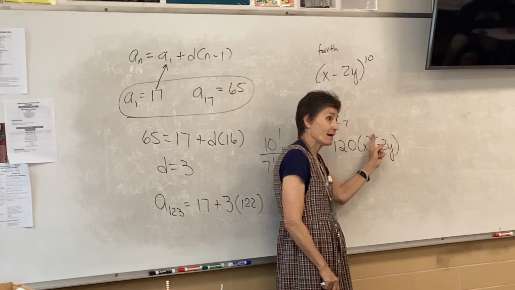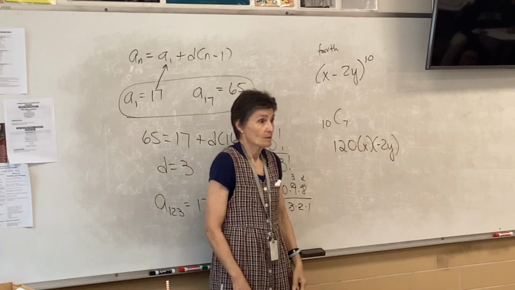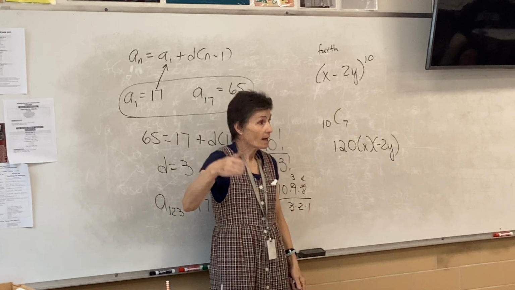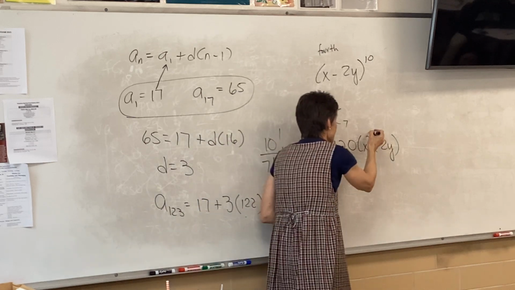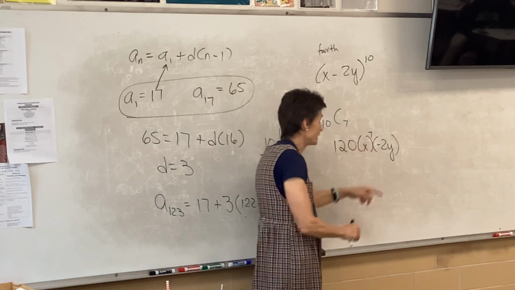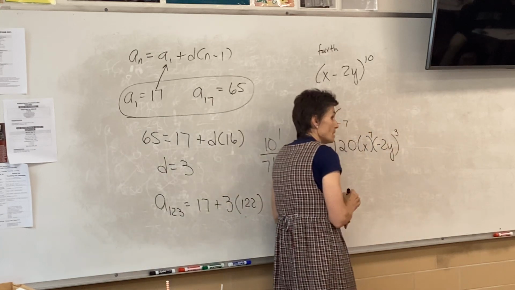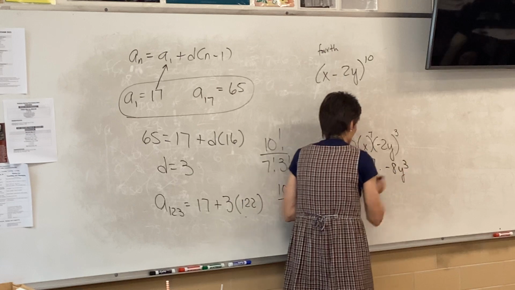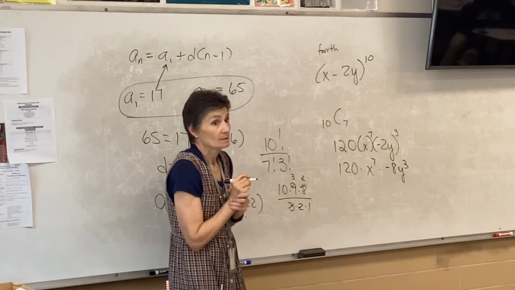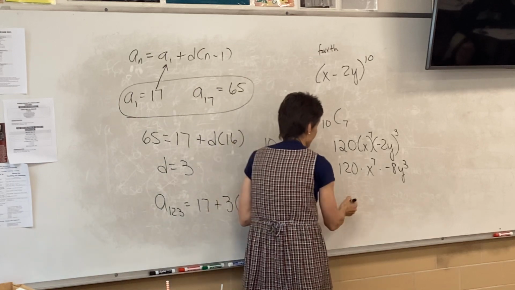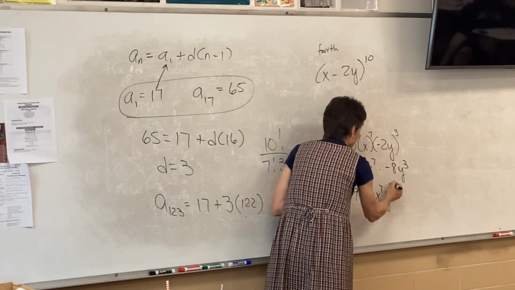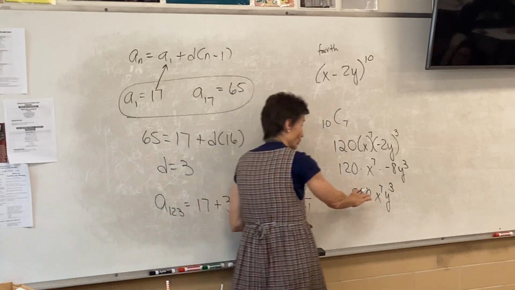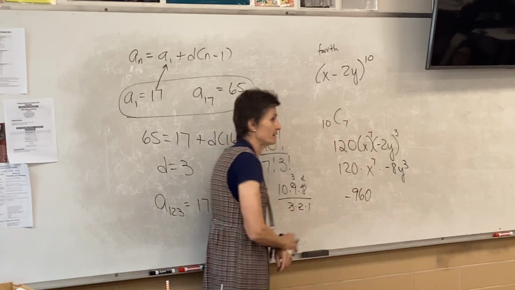I still need to figure out my exponents. So remember, if you wrote the whole thing out, the first term would be x to the 10th, 9th, 8th, 7th. So this is a 7. And if that's a 7, this will be a 3. So my coefficient is going to be 120 times negative 8. So negative 960, x to the 7th y cubed. So yeah, that was manageable without a calculator. Now, this is the whole term. The coefficient would just be negative 960.